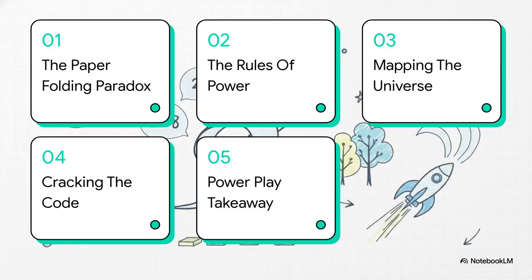Here's our roadmap for today's explainer. We'll kick things off with the paper folding paradox, and then move on to the rules of power. After that, we're mapping the universe, before we zoom right back down to Earth for cracking the code. Finally, we'll wrap the whole thing up with the Power Play takeaway.